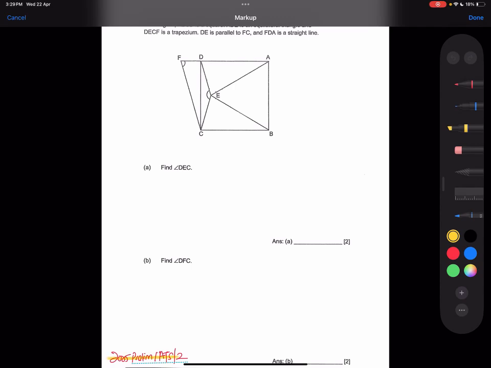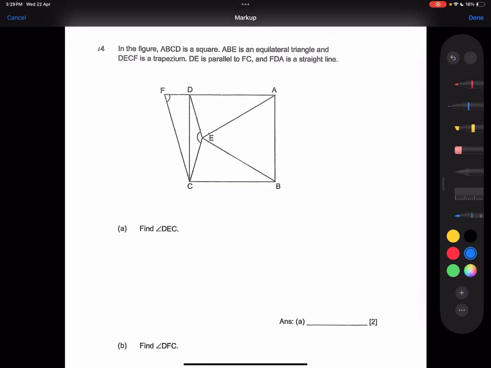2025 Prelim ITOM School Paper 2, question 14. In the figure, ABCD is a square. ABE is an equilateral triangle. Okay, ABCD is a square, and then ABE is an equilateral triangle.